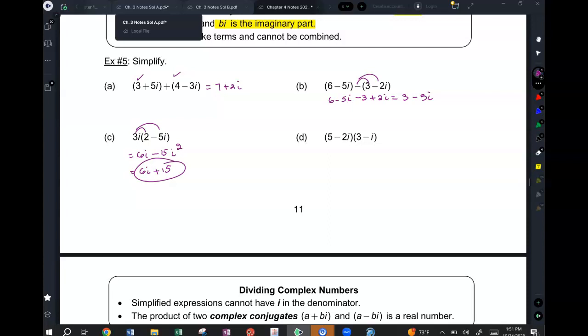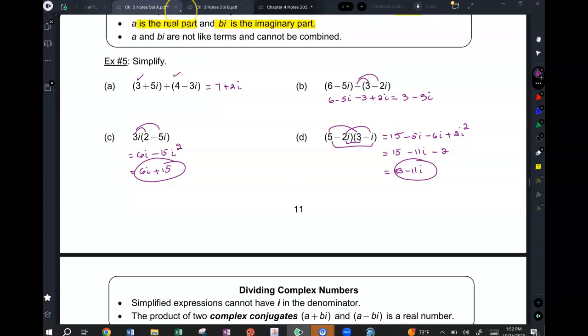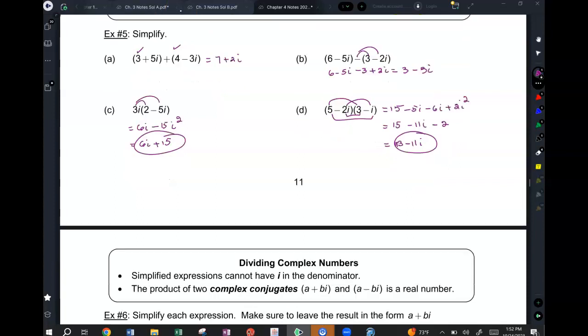Okay. So next one. Let's do first, outer, inner, last. First, 15. Outer, negative 5i. Inner, negative 6i. Last, 2i squared, positive 2i squared. So this is 15 minus 11i minus 2. 15 minus 2, 13 minus 11i. How'd you get the minus? i squared is minus 1.